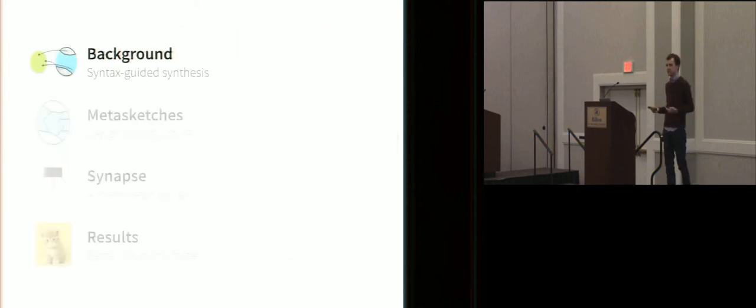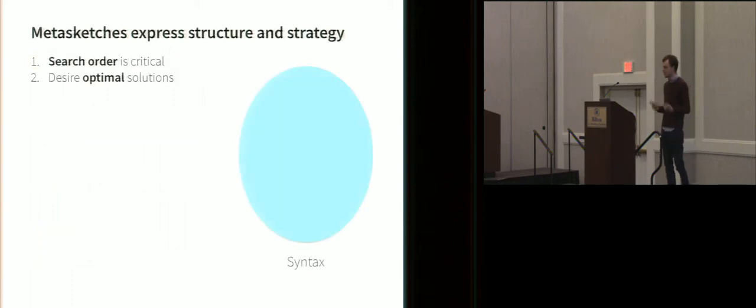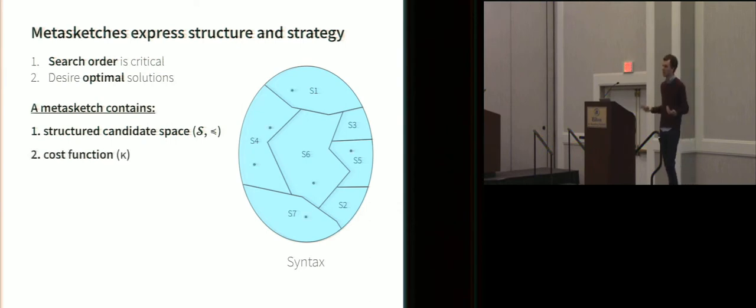So now let's see how Metasketches face these two challenges. Rather than defining a single monolithic search space with a... to define a fragmentation of the candidate space using a set space, and the ordering of those fragments allows user control over how the synthesizer makes its guesses. Second, to deal with the optimality problem, Metasketches ask the cost of each program in the space. And secondly, for cheaper solutions in the search space.